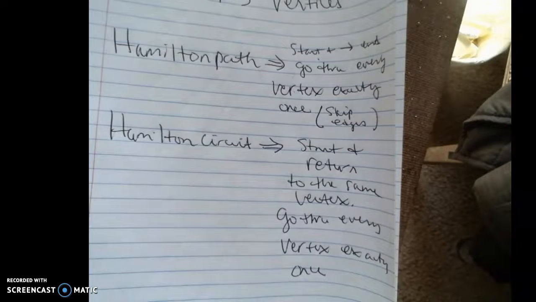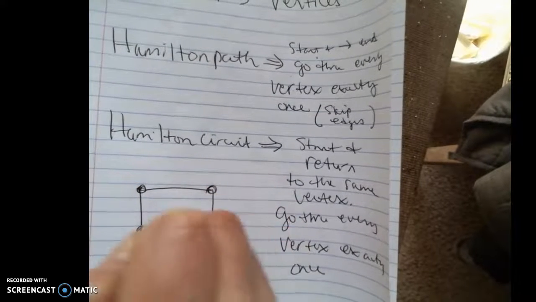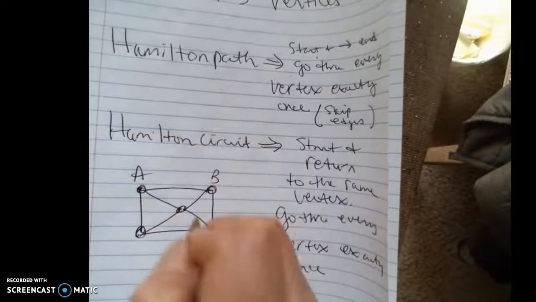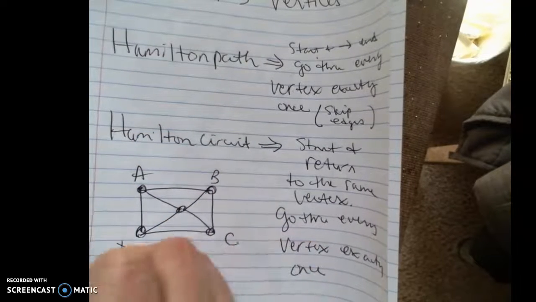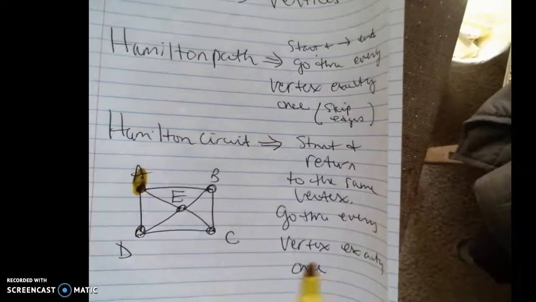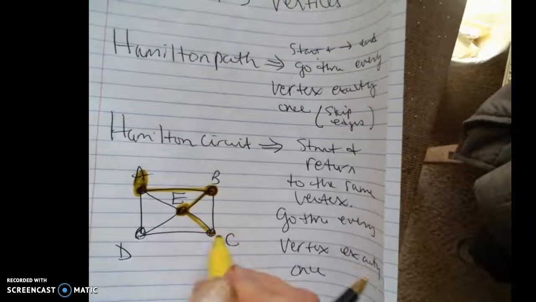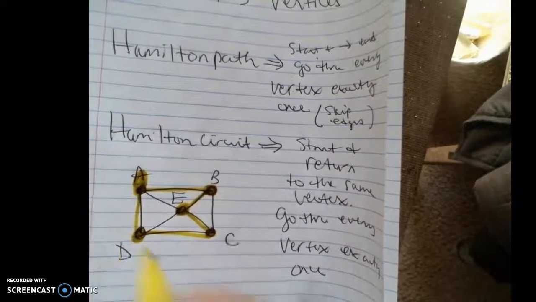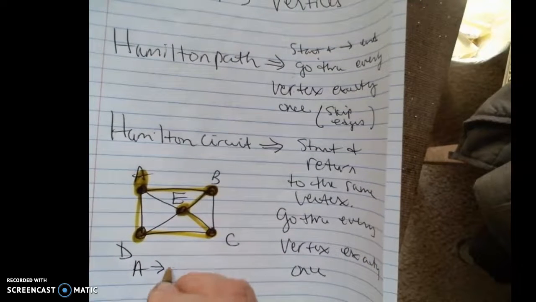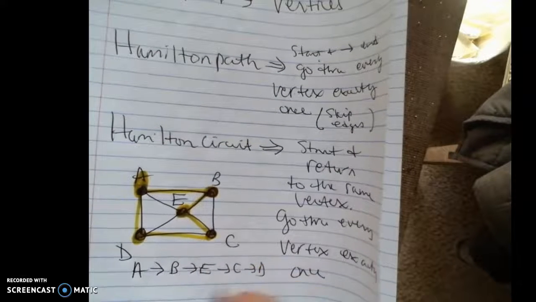All right, so say I give you, I don't know, we'll get this picture. Okay, right there, and say this is A, B, C, D, E, doesn't really matter. Okay, so say I start at A. So if I go to A, to B, to E, to C, to D, and then back to A, that is a Hamilton circuit because I started at A, went to B, went to E, went to C, went to D, and went back to A.